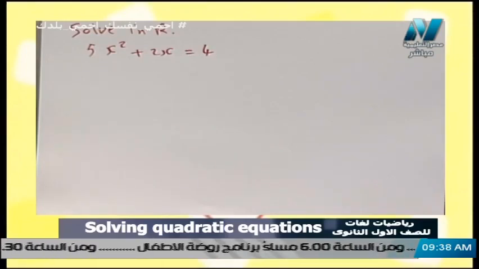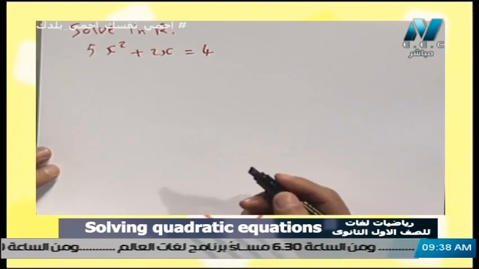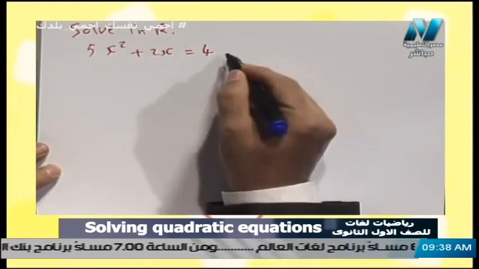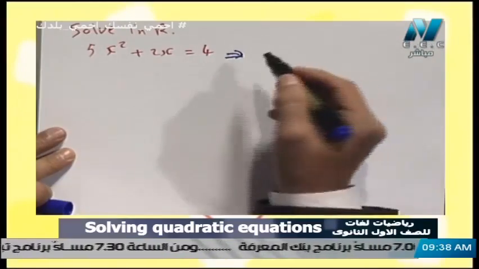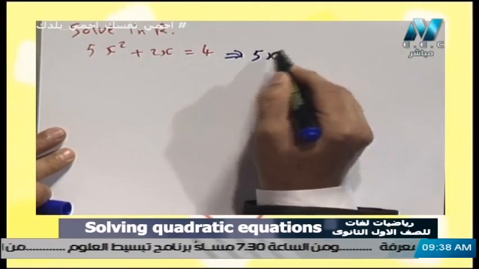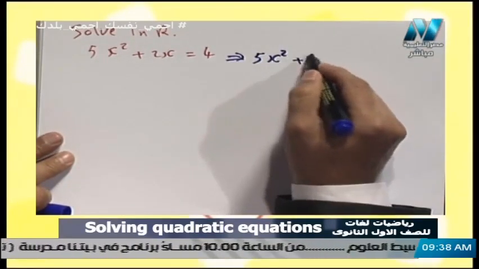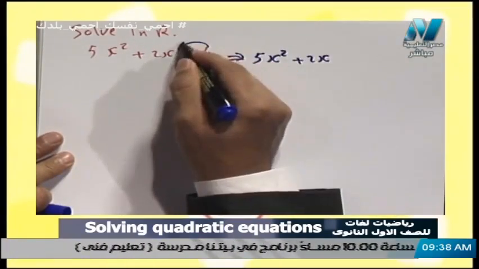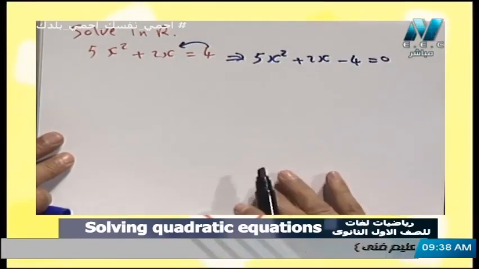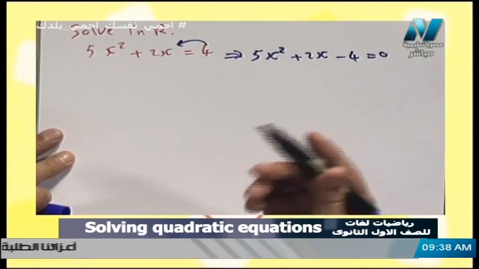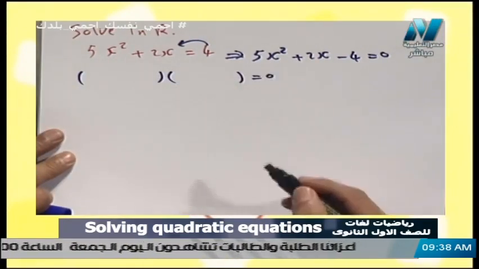We will try to solve this equation using factorization if we can. But first, we will put it in the form 5x power 2 plus 2x, and we transfer 4 to be negative 4 equals 0. We will try to use factorization if it can be.